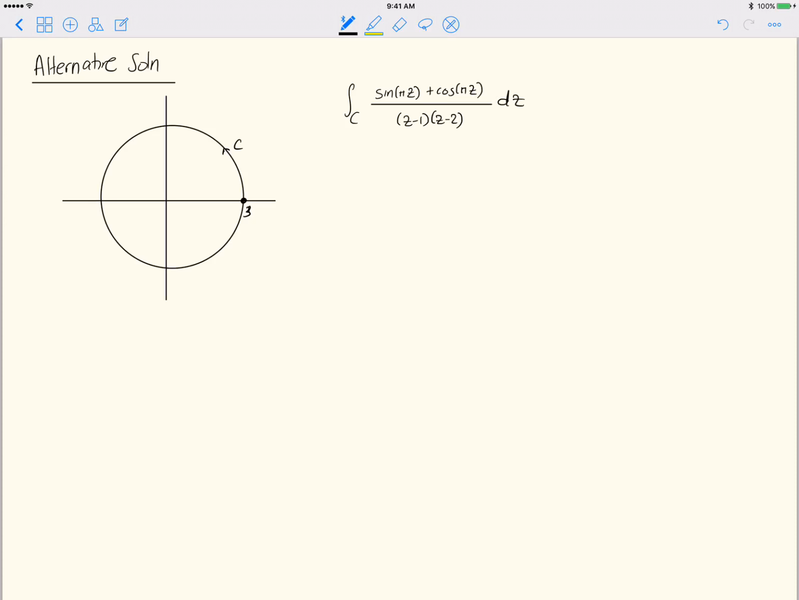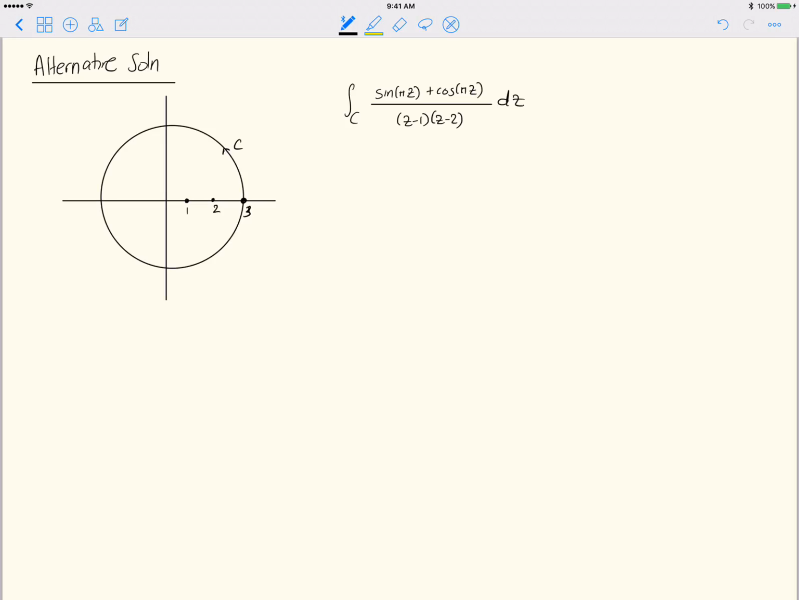So that was the function we were integrating just then. What do you notice about that function? It's going to be analytic everywhere except for when the denominator is equal to 0. So in other words, it's going to be analytic everywhere except for the points z equals 1 and z equals 2. Let's say those 2 points.